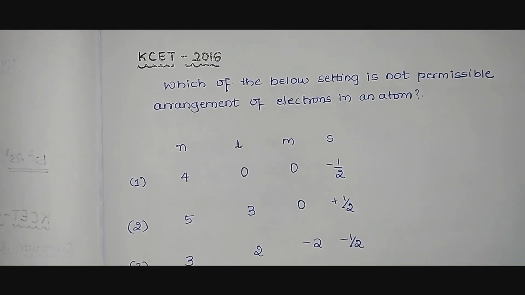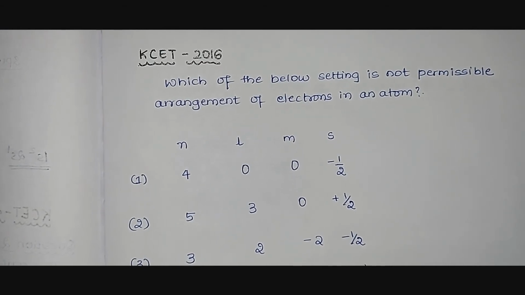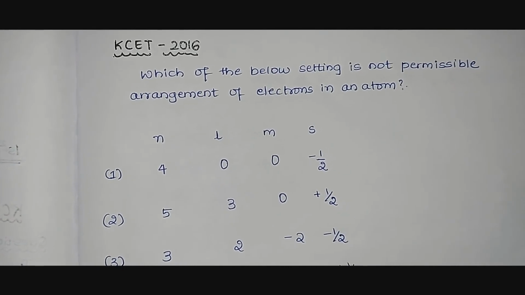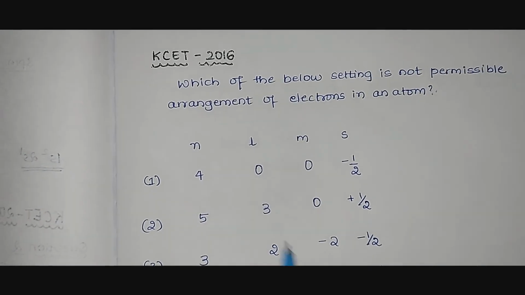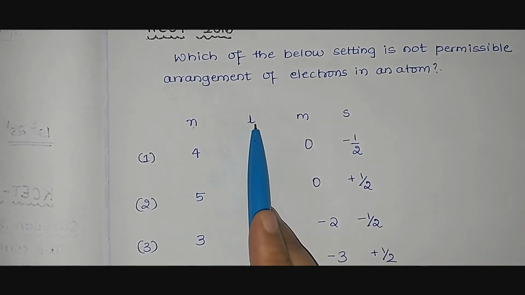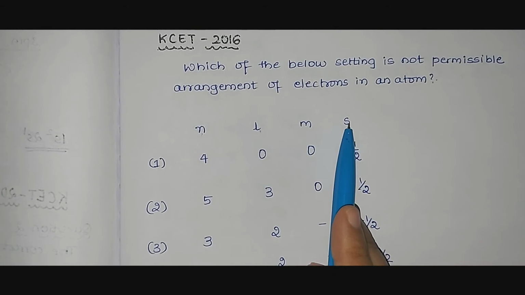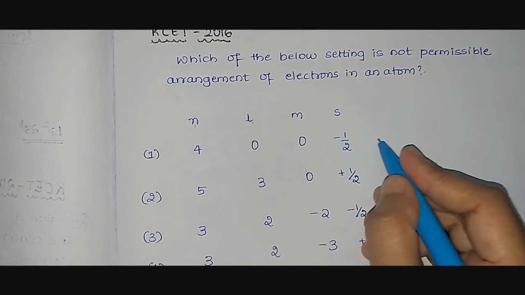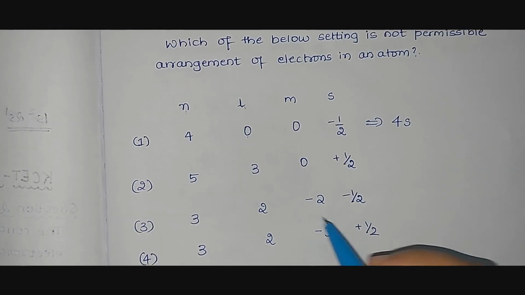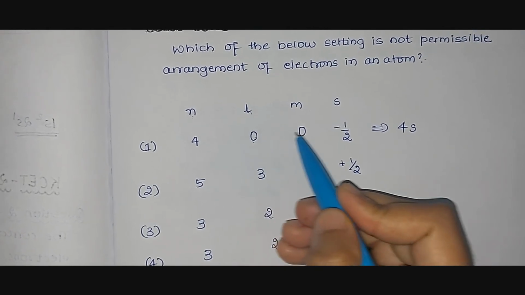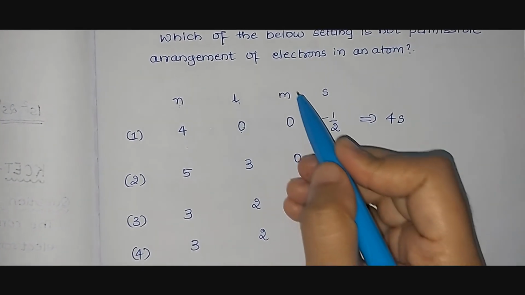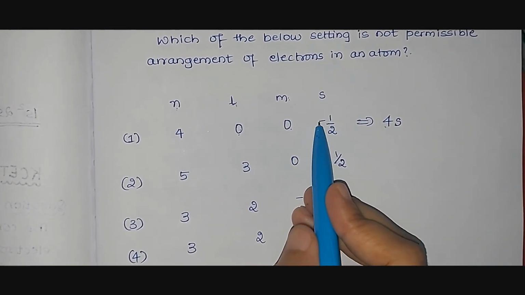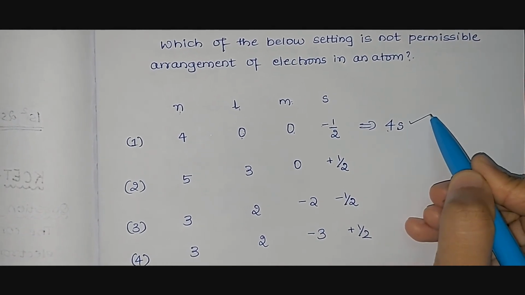Let us go with another example asked in CET 2016. Which of the below settings is not a permissible arrangement of electrons in an atom. So they have given us the value of principal quantum number, azimuthal quantum number, magnetic quantum number and spin quantum number. If the principal quantum number is 4, it indicates it belongs to which shell? Fourth shell. And if the value of l is equal to 0, it belongs to which orbital? s orbital. Since the value for m is 0 for s orbital and spin can be either minus or plus half, you can say that this is permissible.